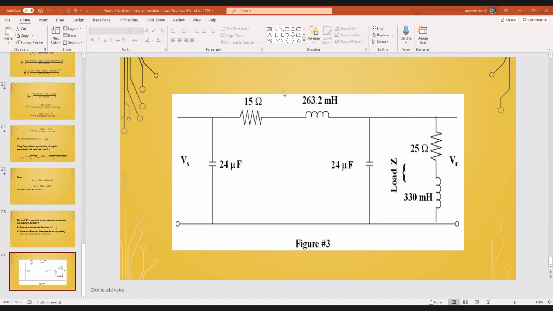Okay. And how do you move from there? Well, I found the answer for that, and I got 4,166.667 times open bracket S plus 75.758 all over S squared plus 75.758S plus 12,626.26. All right.